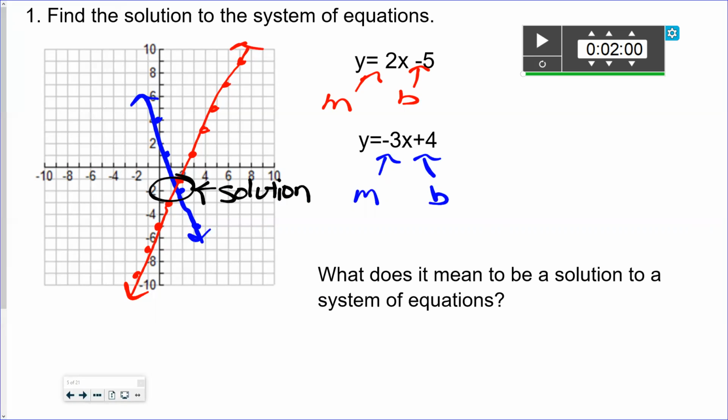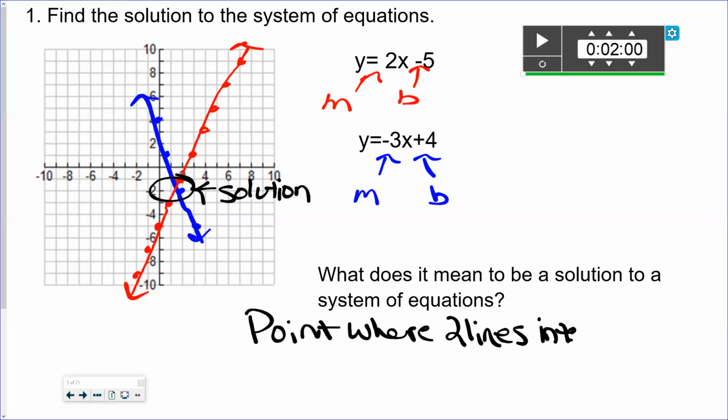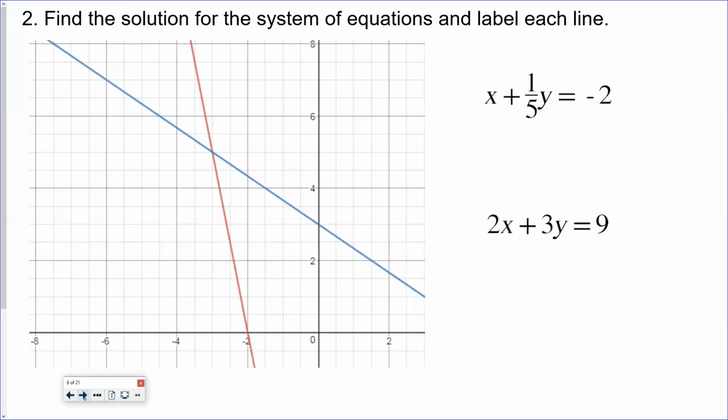So again, what does it mean to be a solution to a system of equations? It's the point where two lines intersect. Okay, so on this one, go ahead, pause the video and find the solution.